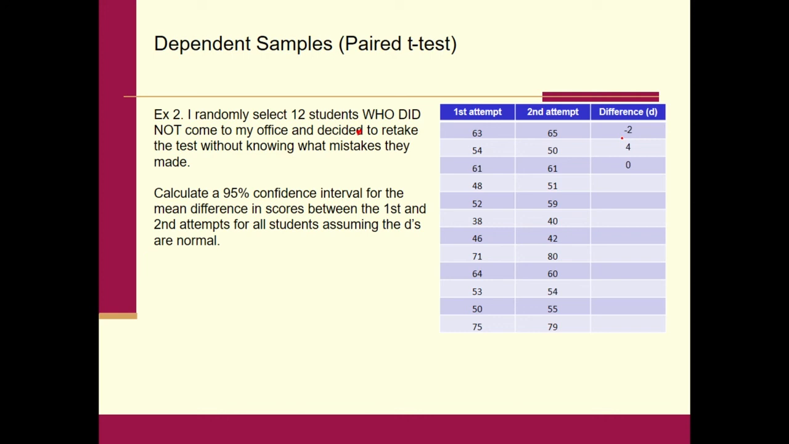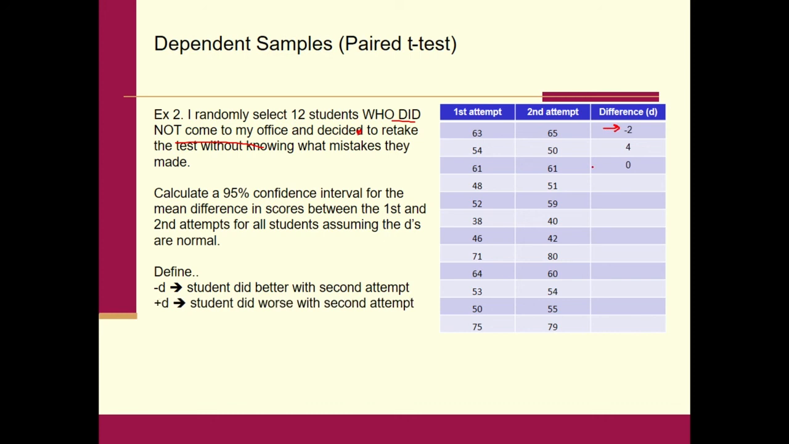Okay. So it says here, create a confidence interval for the mean difference in scores between the first and second attempts for all students that did not come into my office to look at their first exams, assuming the D's are normal. So I kind of abbreviated there so I had the space. Okay. All right. So define a negative D. Negative D meant what? Negative D is that the second attempt was better. So negative is a good thing here. Okay. What is a positive D? Positive D is a bad thing. All right. Like the second person. It actually went down.